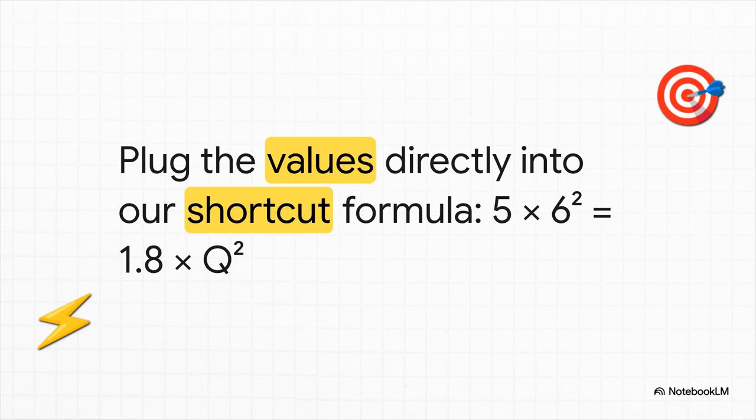Look at the numbers. We take our state 1 values, where p is 5 and q is 6, and our state 2 values, where p is 1.8 and q is unknown. We plug them directly into the shortcut. 5 times 6 squared equals 1.8 times q squared. Everything we need to solve it is sitting right there in one single elegant line of algebra.